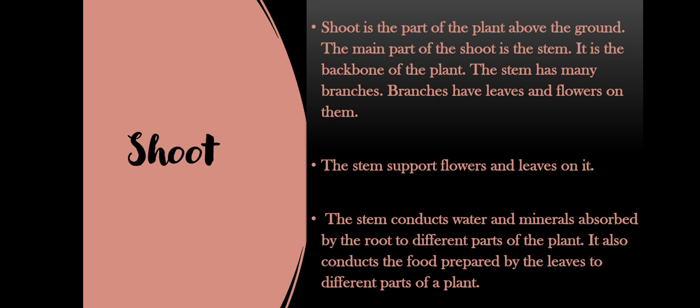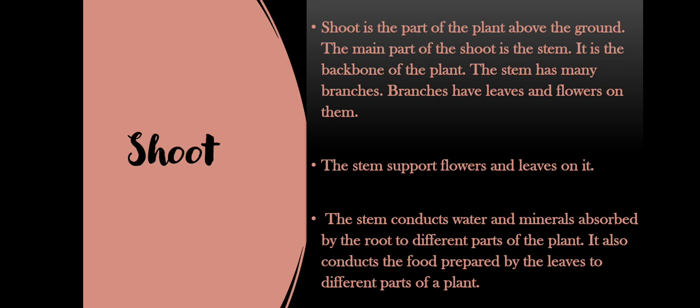The stem, what is the work of stem? The stem supports flowers and leaves on it. The stem is the backbone of the plant, so it is giving support to flowers and leaves in the plant. The stem conducts water and minerals absorbed by the root to the different parts of the plant. This is also the work of stem.